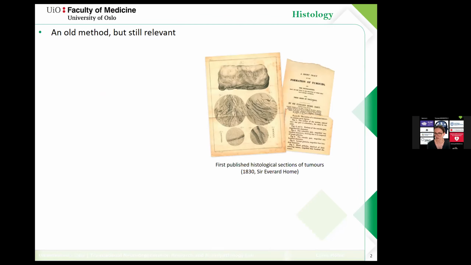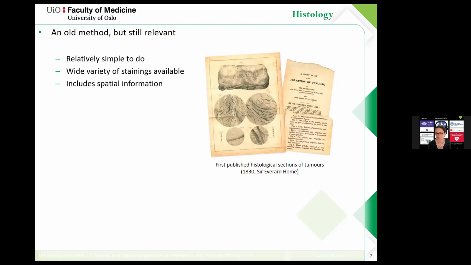Histology is quite an old method. It has been around for a while, but it is still very relevant today because it is quite simple to do. There is a wide variety of stainings available. And most importantly, it includes spatial information about proteins, cells, and whatever. However, the quantification of histology can sometimes be a little bit challenging.